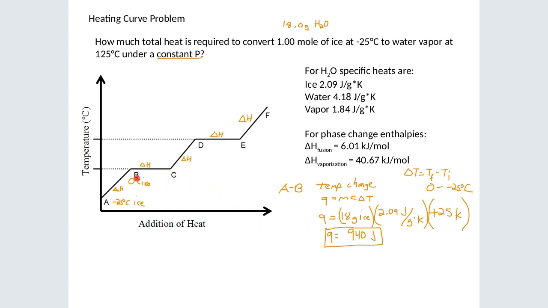All right, so segment B to C. Notice I'm adding heat here, but the temperature is not changing. I have a flat line going up here. So that's going to tell me that I have a phase change. This is going to be going from ice to water, but the temperature is at 0 degrees C. Change the color up here. So we look at segment B to C, it is a phase change.